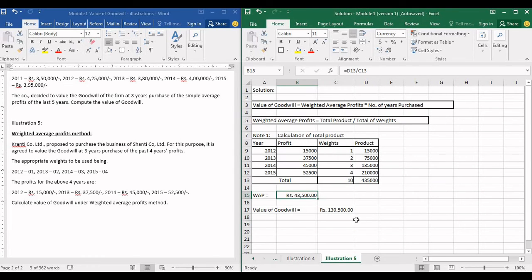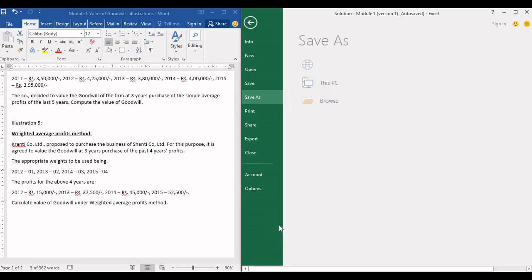So weighted average profit 43,500 and goodwill is 1,30,500. So this is how it is. Very simple. I hope you guys have understood how to find out value of goodwill on the basis of both methods, which is simple average as well as weighted average.